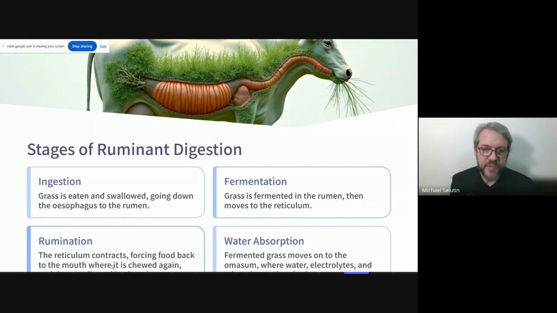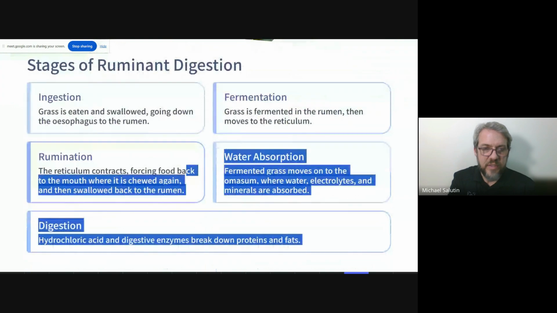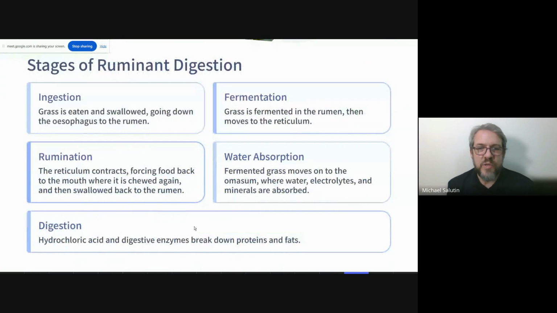Okay, so let's have a look at this here. Okay, so it's eaten and swallowed. It goes down, it's eaten, it's chewed, it's masticated, mechanical digestion is occurring, and it goes down the esophagus by peristalsis to the rumen, that big chamber. We'll go back to look at that in a minute. So it goes back down to that big chamber, the rumen, where it is fermented.